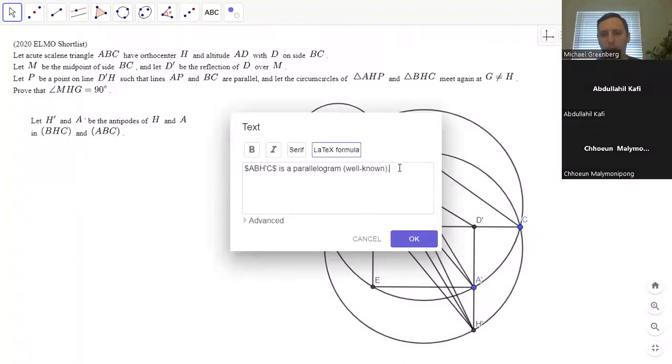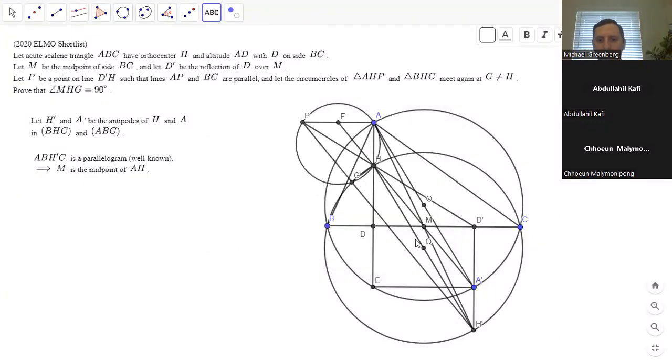So that implies that M is the midpoint of AH. And then, let F be the midpoint of AP. Do we need point F? I'm just thinking if we actually really need it. I think we might. Yeah, we need point F.